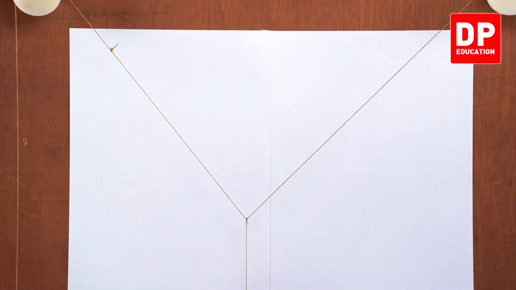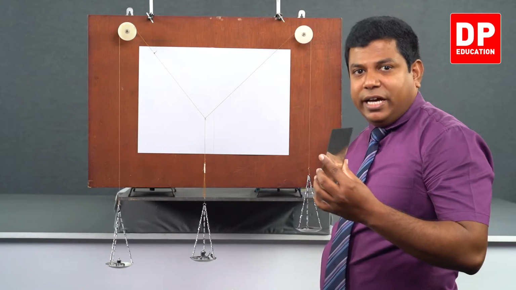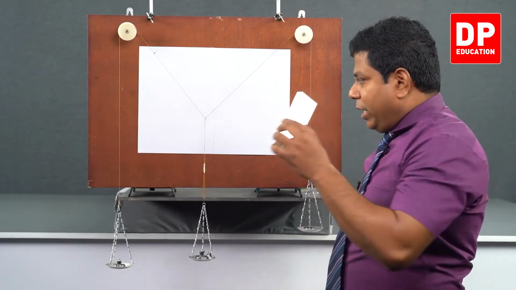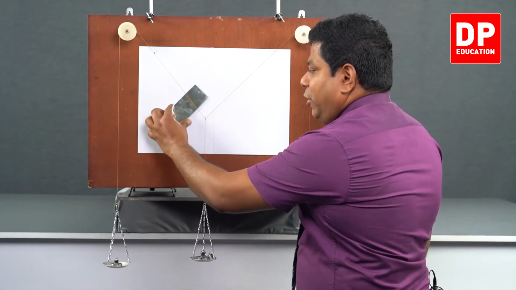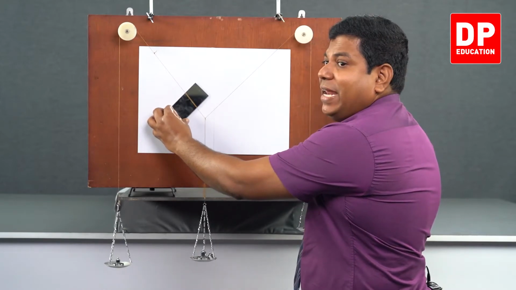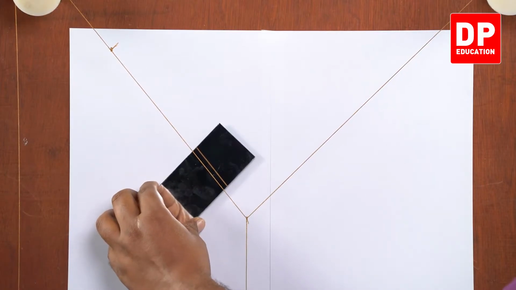But we have another better method for that. What is the better method? Using this strip of mirror. See, you have to keep the strip of mirror and you have to look perpendicular to the mirror. Look at this, right?